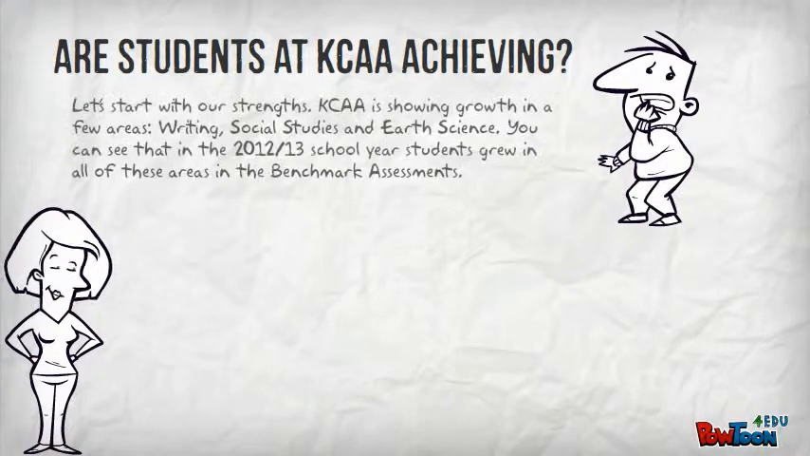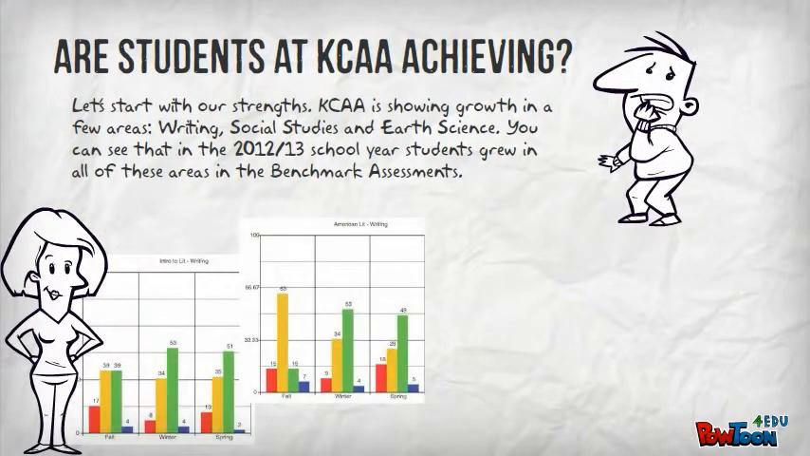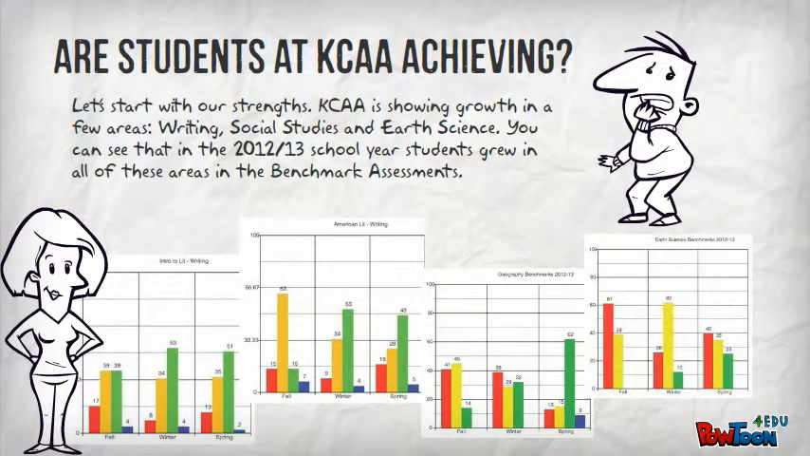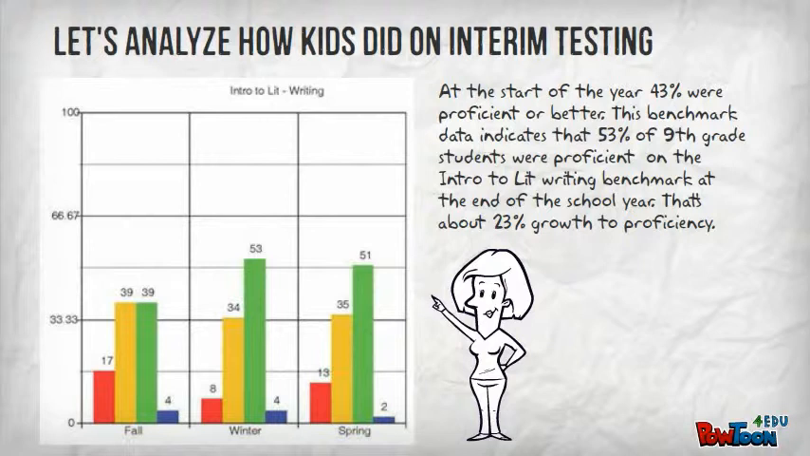You sound a little bit nervous asking that question. I don't blame you. Academic achievement is definitely harder to demonstrate than growth. So we're going to start with our strengths. KCAA is showing growth in a few areas: writing, social studies, and earth science. You can see below that in the 2012-13 school year, students grew in all of these areas in the benchmark assessments. Let's analyze how kids actually did on those interim tests.